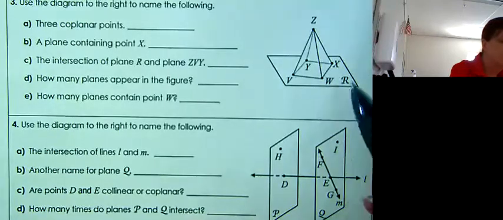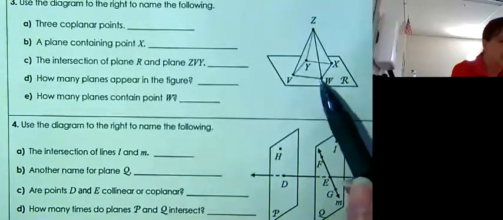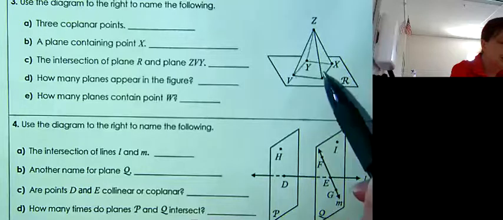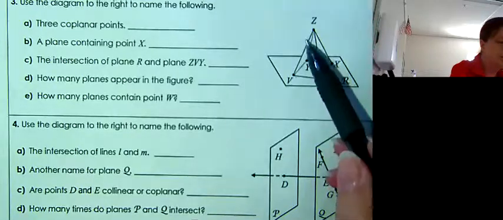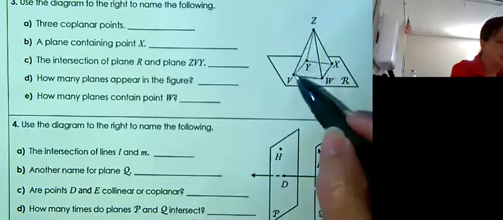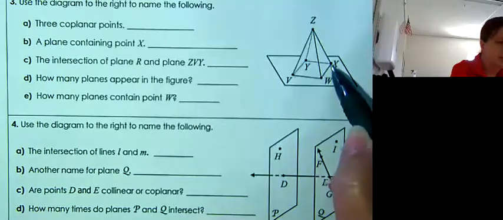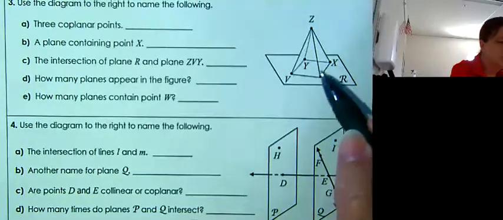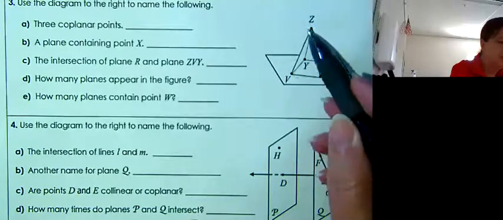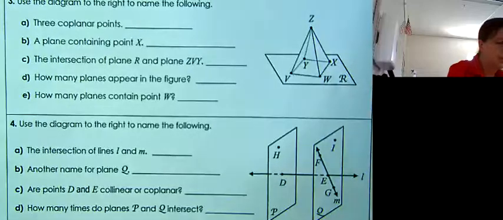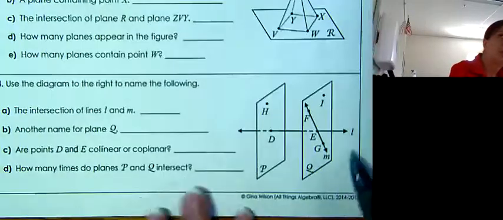Like on this one, we have a plane R. We have basically a line on the plane, so this is kind of part of that. And then these other ones are not on the plane, but they do touch the plane. So they would intersect at segment YV or segment YX. And if it asks where more than one plane intersects, that would probably be point Z because the sides of the pyramid all intersect there.